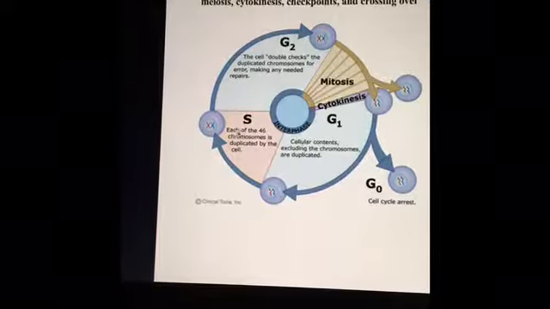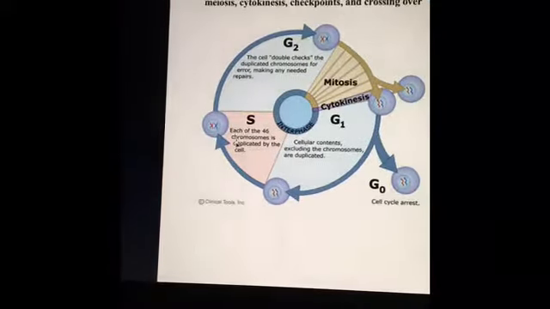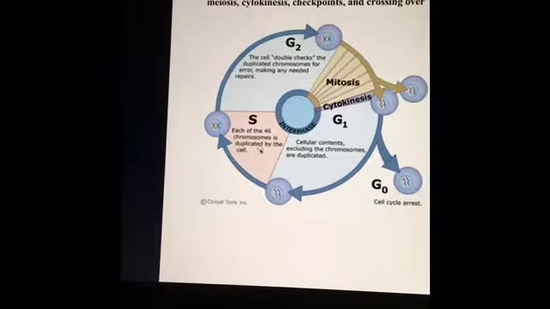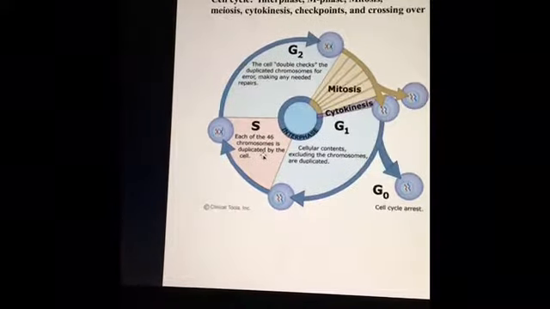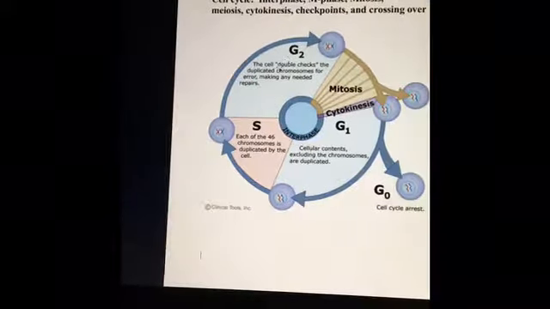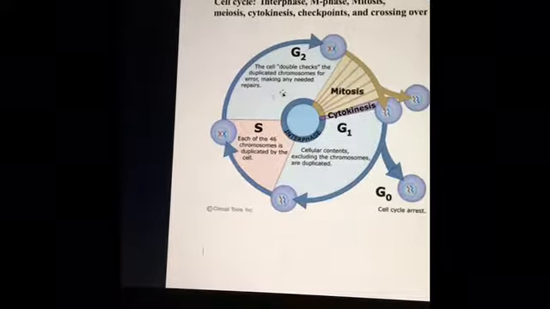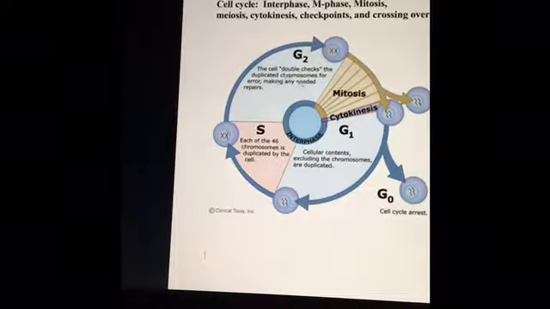And then after that it moves to the S phase, and that's where each of the chromosomes are duplicated. A copy is made of each of them. And then in the G2 phase, it's continuing to grow and preparing for mitosis.